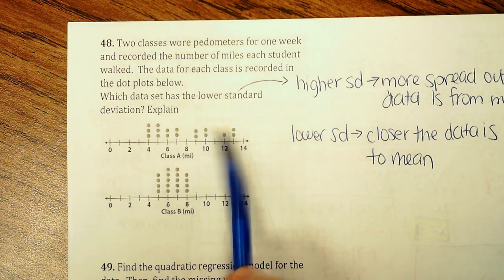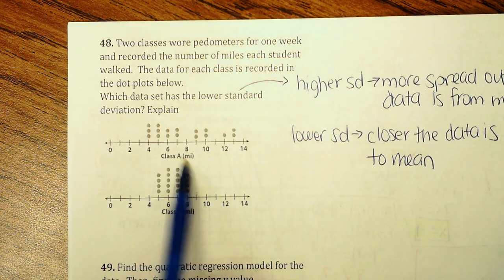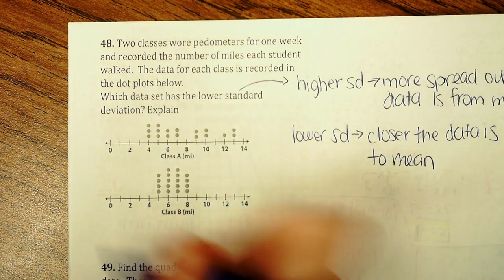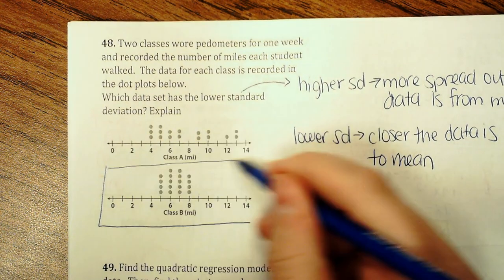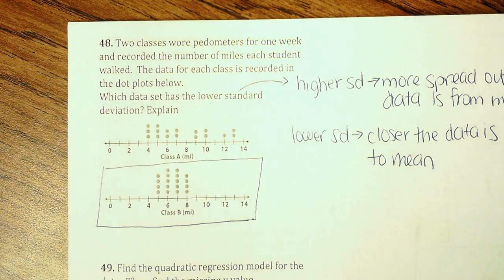The data in this class is a lot more spread out. These guys are all concentrated in the same area. So this group, you don't have to calculate it, we're just visually looking at this. This is going to have a lower standard deviation.